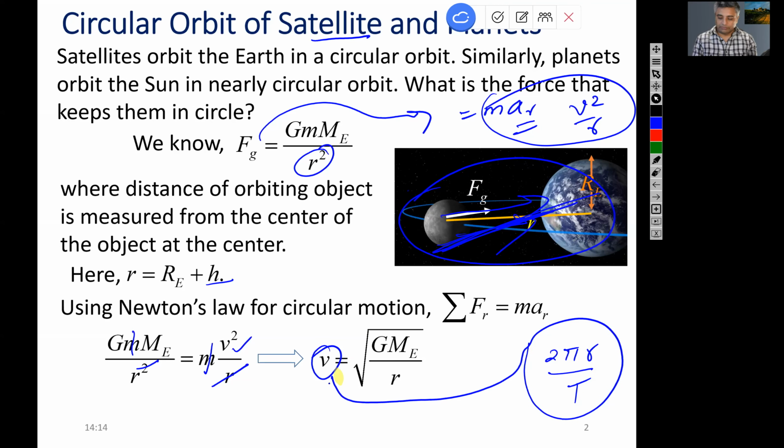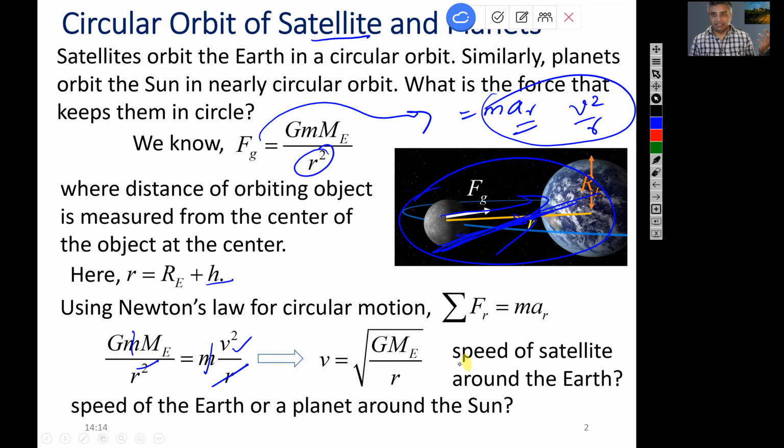It's not just for the Earth's satellite. It can be the speed of a satellite of anything, okay? That's going to be the mass of that object, and r is going to be the distance of the satellite from that object. That's it, okay? So now let's look at our natural satellite, the Moon.